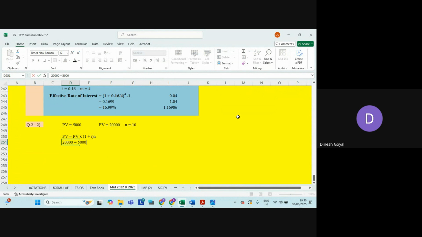20,000 is equal to 5,000 into (1 + I) raised to 10. This I you have to find, right? So you take I and then raise to 10. And then here 20,000 divided by 5,000, so here you will get 4. So 4 is equal to (1 + I) raised to 10. We divided it by 5,000 on the left side, okay.